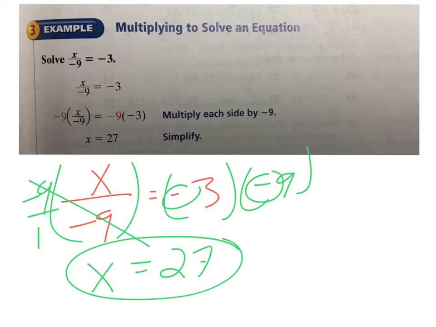And again, showing that check, folks. That's where you go back and you take your answer, your 27, plugging in for x, divided by negative 9 equals negative 3. Is that true? Well, 27 divided by 9 is 3. Positive divided by negative is a negative. So yeah, that does work. So my answer was correct.